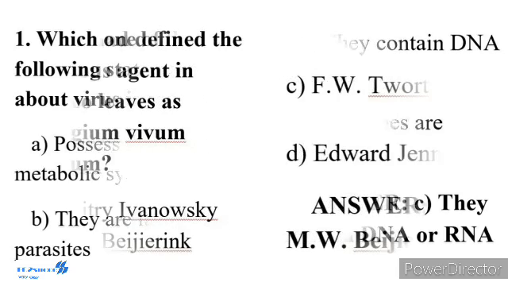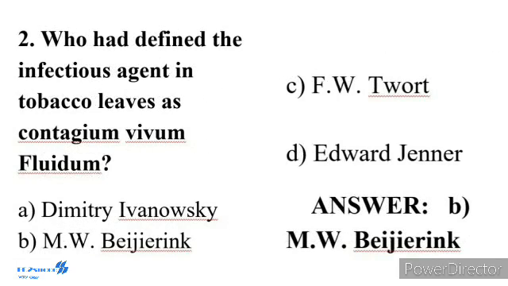Question number 2. Who had defined the infectious agent in tobacco leaves as Contagium vivum fluidum? Option A, Dmitry Ivanovsky. Option B, M.W. Pickering. Option C, F.W. Twort. Option D, Edward Jenner. So the correct answer, option B, M.W. Pickering.